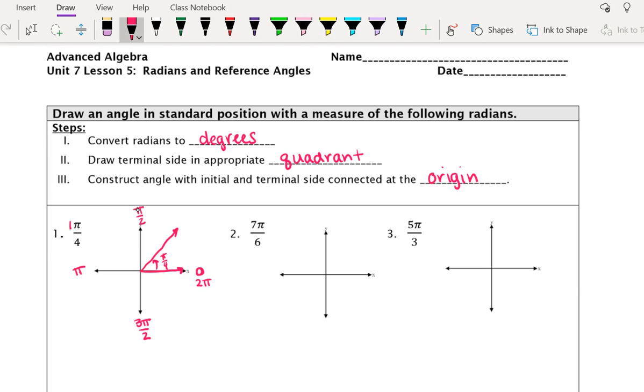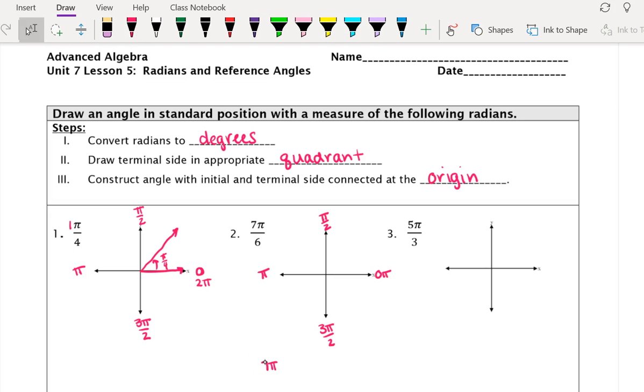Now 7 pi over 6, maybe that one's a little trickier, okay? But we know that pi over 2 is here. Sorry, 0 pi is here. This is 1 pi, and here's 3 pi over 2. 7 pi over 6, it's more than 1 pi, but probably not as close to 1.5 pi. So we know it's going to be in quadrant 3 somewhere, but let's just see.